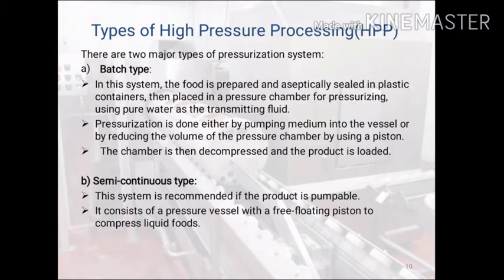Types of high pressure processing. The high pressure processing treatment which is done in the food industries has two major types. They are batch type and semi-continuous type.